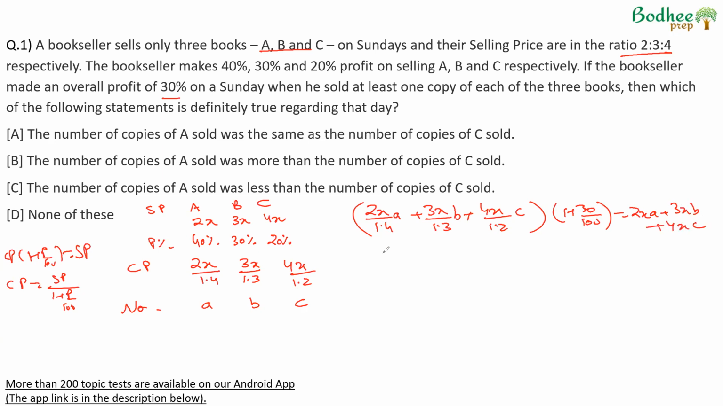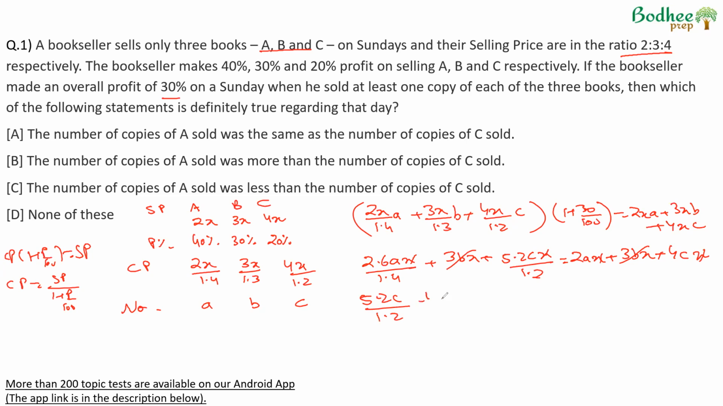Now this becomes 1.3 multiplied here: 2.6AX upon 1.4 plus, 1.3 cancels, 3BX plus 1.3 into 4, 5.2CX upon 1.2 is equal to 2AX plus 3BX plus 4CX. 3BX cancels. X cancels. And therefore, 5.2C upon 1.2 minus 4C is equal to 2A minus 2.6A upon 1.4.